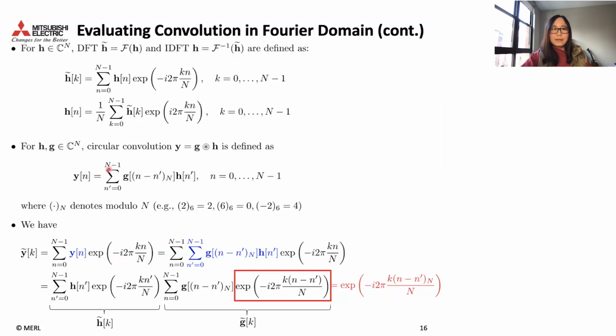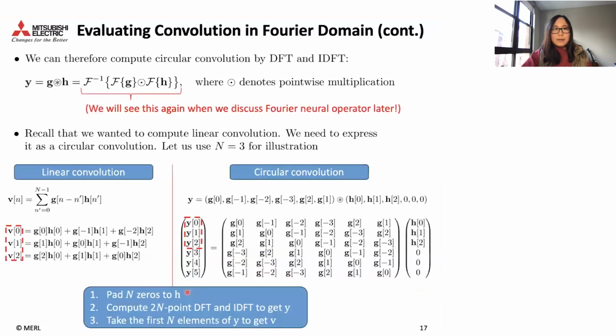And then we plug in this expression for y here, and then we do some manipulation, and we can see that the Fourier transform of y at a certain spatial frequency k is exactly the pointwise multiplication of the Fourier transform of h and the Fourier transform of g. So that means in order to compute the circular convolution of these 2 vectors, we can compute them in the Fourier domain by first computing the Fourier transform of g and the Fourier transform of h.